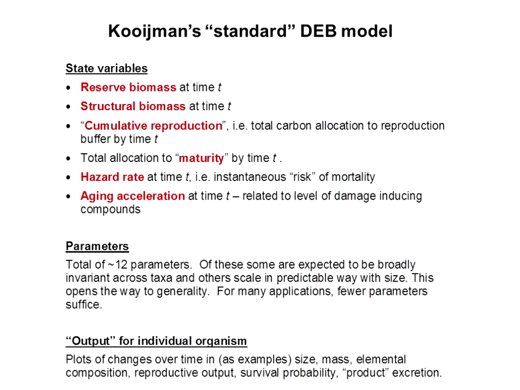The key model property is that it relates the state of the individual organism to its environment, and the output, if you like, from the model is a series of plots of changes over time of a whole range of quantities: size, mass, elemental composition, reproductive output, and so on. And again, we've looked at quite a number of these.